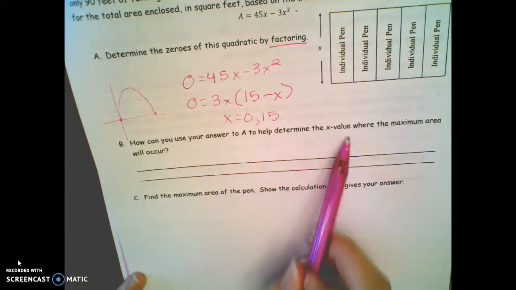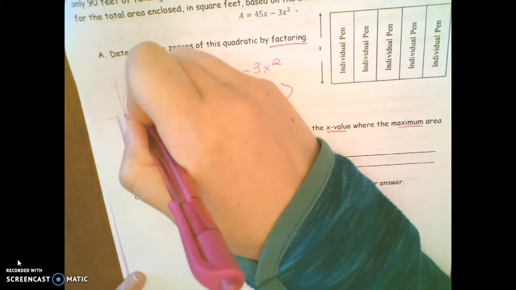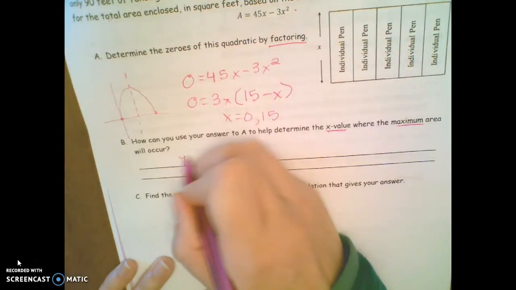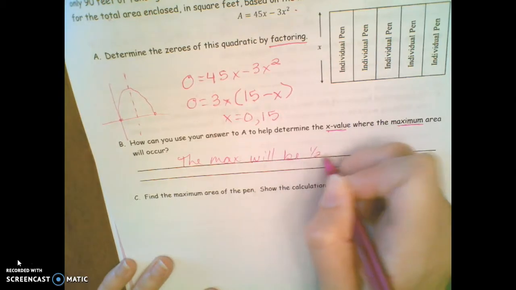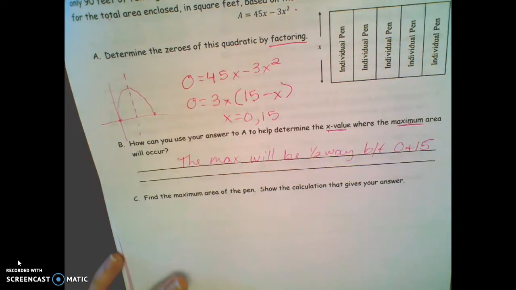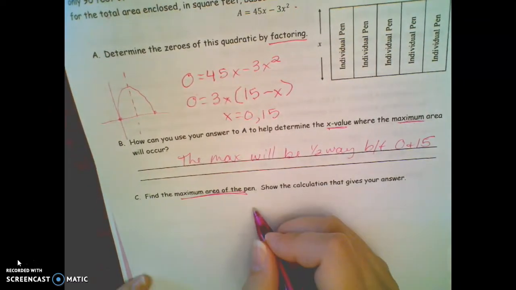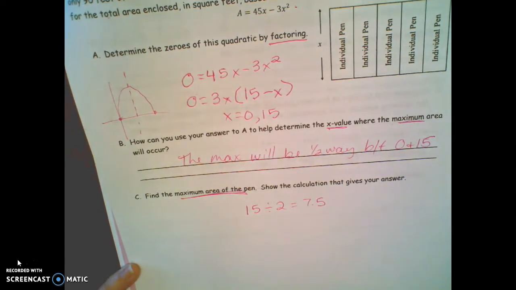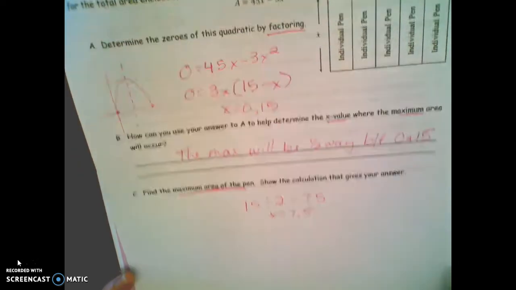So how can we use this answer to help determine where the x value, where the maximum is going to occur? Remember, quadratics have an axis of symmetry, so it's going to be exactly in between those two. So the maximum will be halfway between 0 and 15. So let's go ahead and find what that's going to be. We're going to find the maximum area of the pen. So we have to find our x value first. So we're going to do 15 divided by 2, and that gives us 7.5. So that means our x value is going to be 7.5 when our area is maximum.